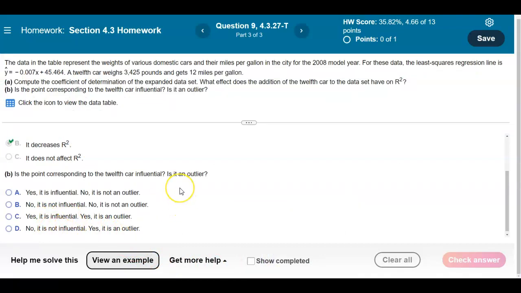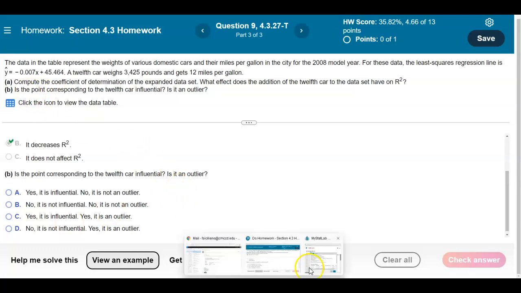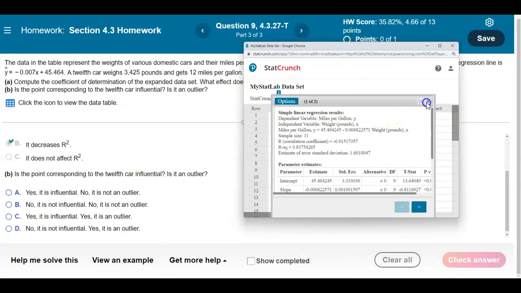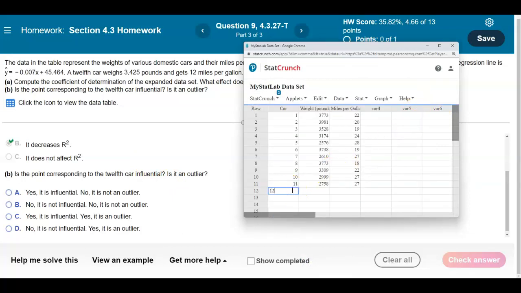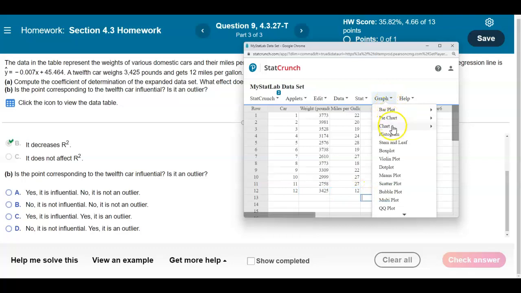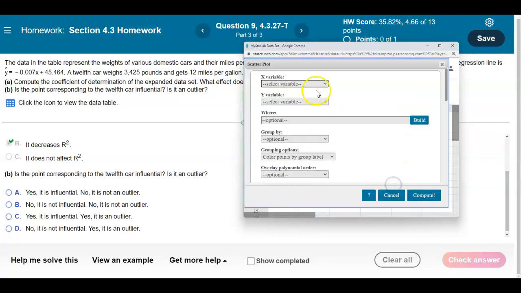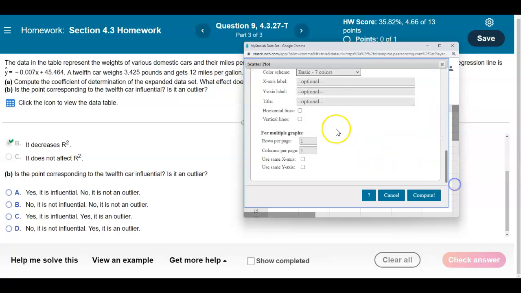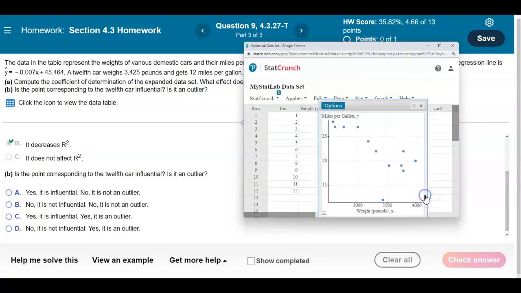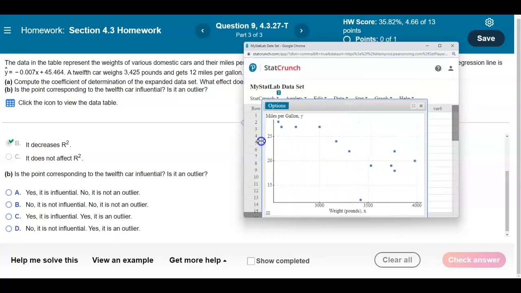Now we need to determine, is it an outlier? Let's go back to our data, and we're going to create a scatter plot. Again, we're looking at that 12th value, which was 3,425 and 12. Let's graph this scatter plot. There is our x and our y, and let's make sure we have our horizontal lines and vertical lines selected.